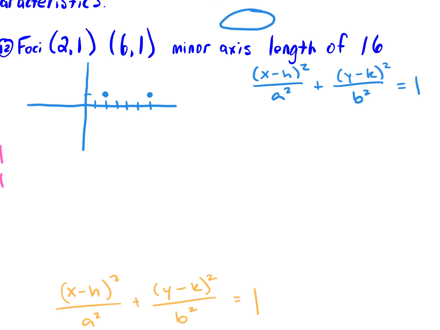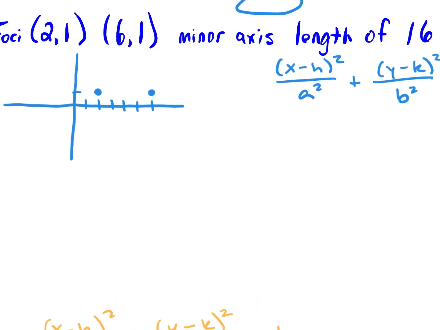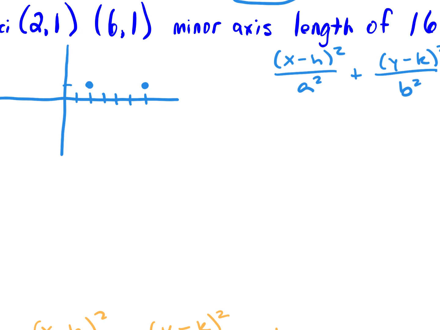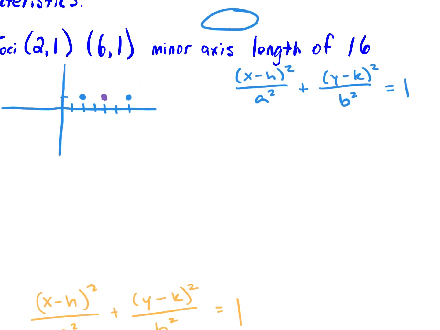Do I know what h and k are? How do I find the midpoint? Perfect. So I find the midpoint of these 2 points. You can either use the midpoint formula or you can count. I know I have 6 spaces and I have 4 spaces in between. So 2 from the left, (4, 1). So my center would be (4, 1). Everybody understands how I found the center? So that's h and k. So I can plug those in.